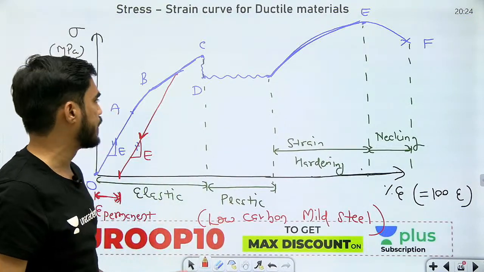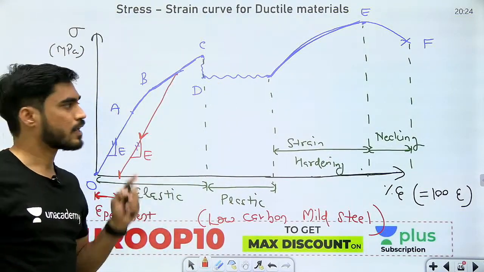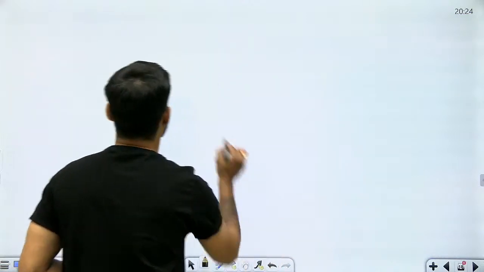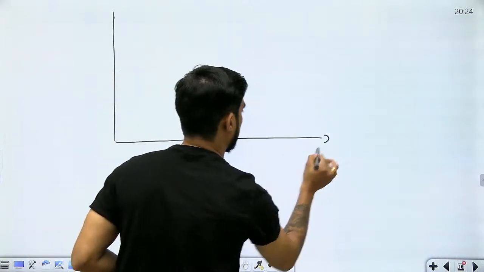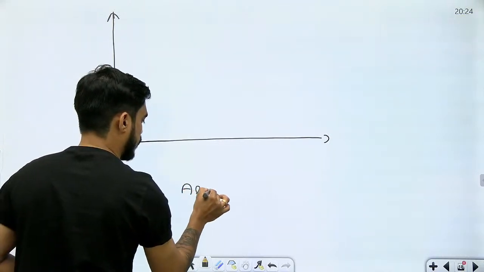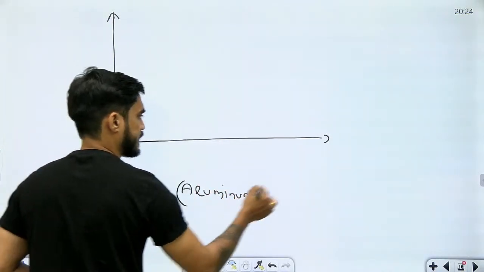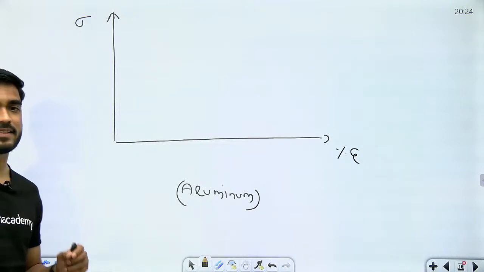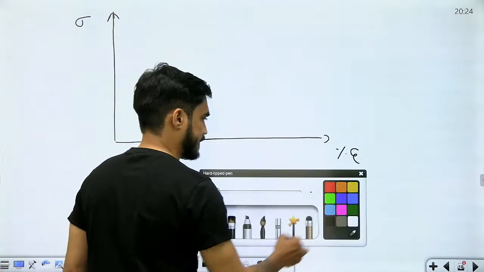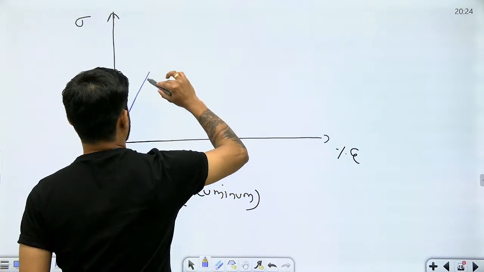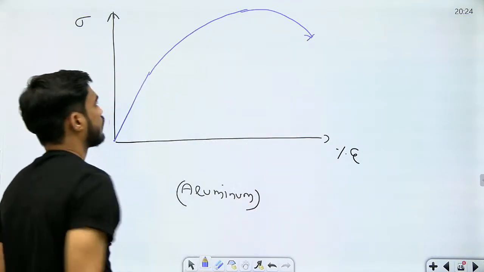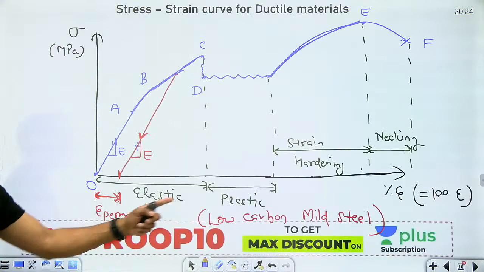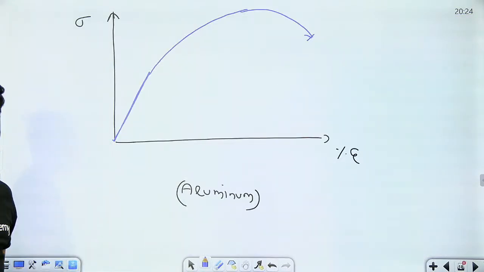Not every ductile material shows these points. For example, if I draw the stress strain curve of aluminum, then it is a little different. Understand it very quickly. So let's say we are going to draw the stress strain curve of aluminum. I will get a stress strain curve like this. Now can you see what is the difference between the stress strain curve of low carbon mild steel and that of aluminum?